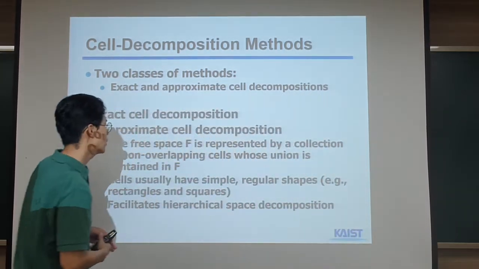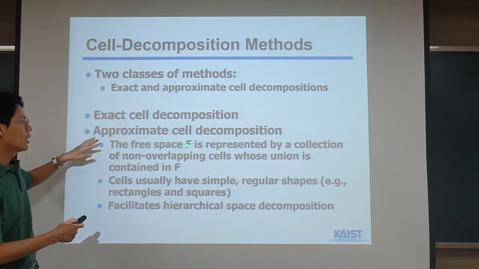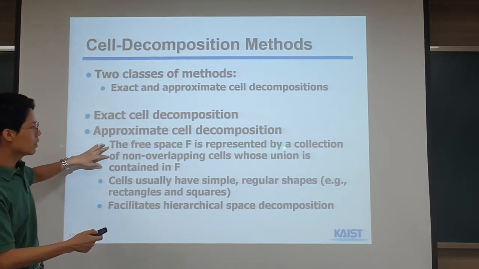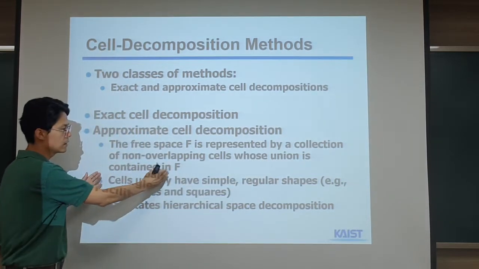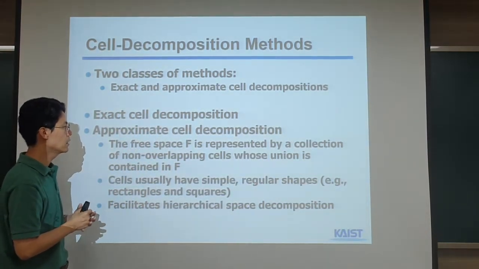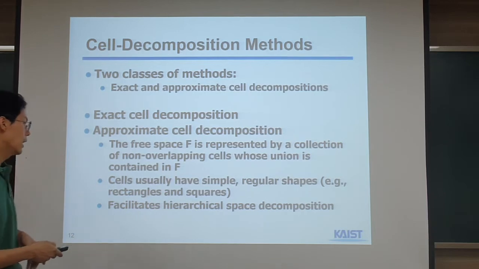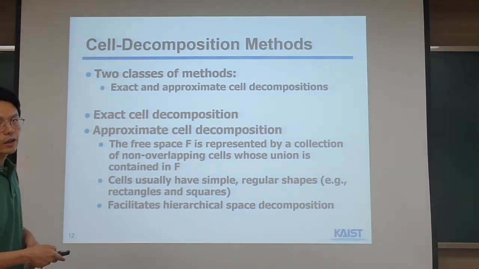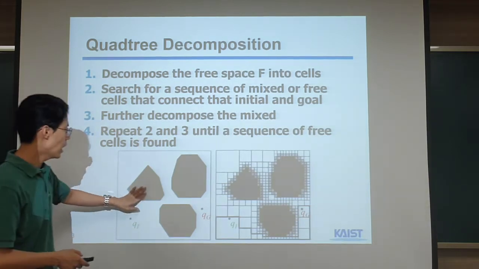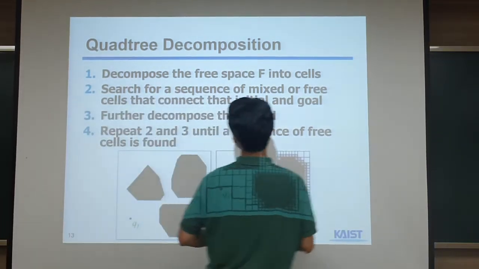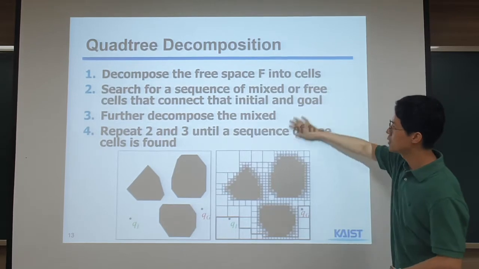One of the key distinctions is that the free space F is also represented by a collection of non-overlapping cells, but the union is not exactly the free space, but contained within it. And we typically use an Octree and Quadtree like approach. Let me show this example here. This was the obstacle. Then we decompose the free space with the Quadtree.